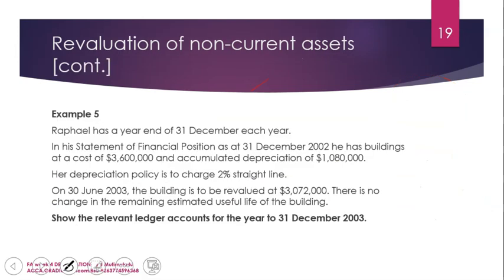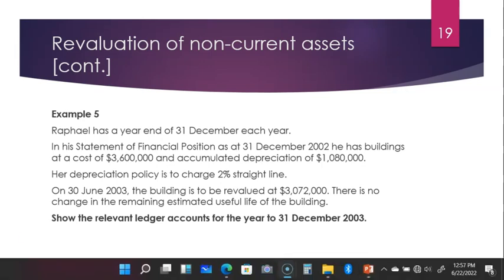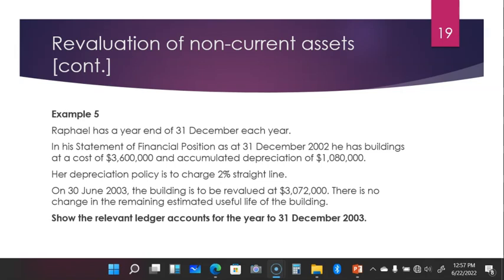Now I think we should do this last example, and we call it a day. Raphael has a year end of 31st December each year. In his statement of financial position as at 31st December 2002, he has buildings at a cost of 3,600,000 and accumulated depreciation of 1.80 million. His depreciation policy is to charge 2% straight line. On 3rd June 2003, the building is to be revalued at 3.072 million.